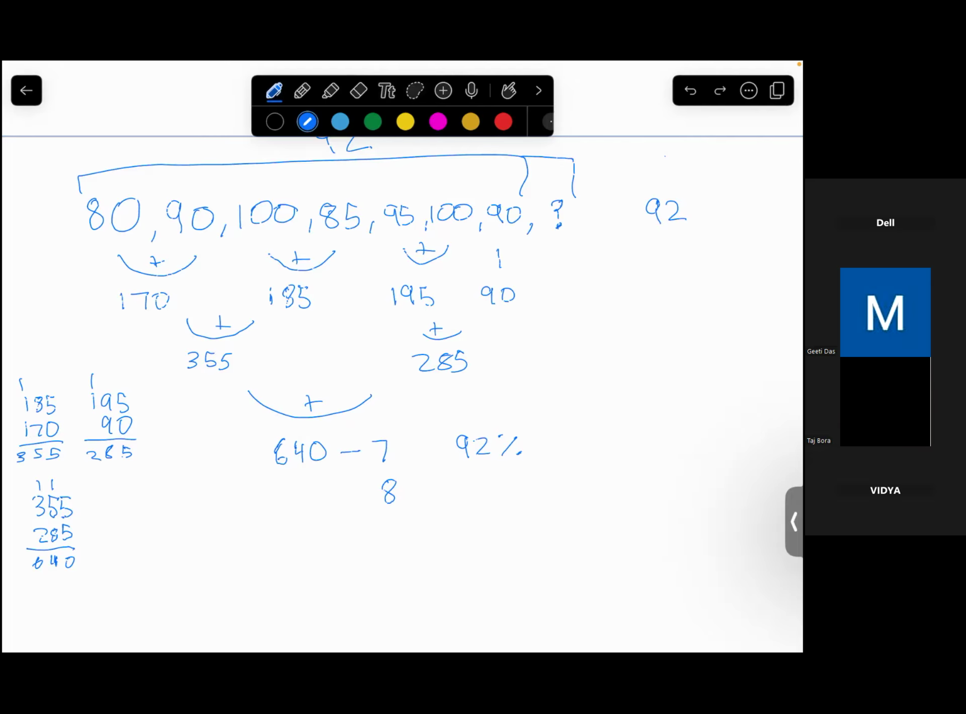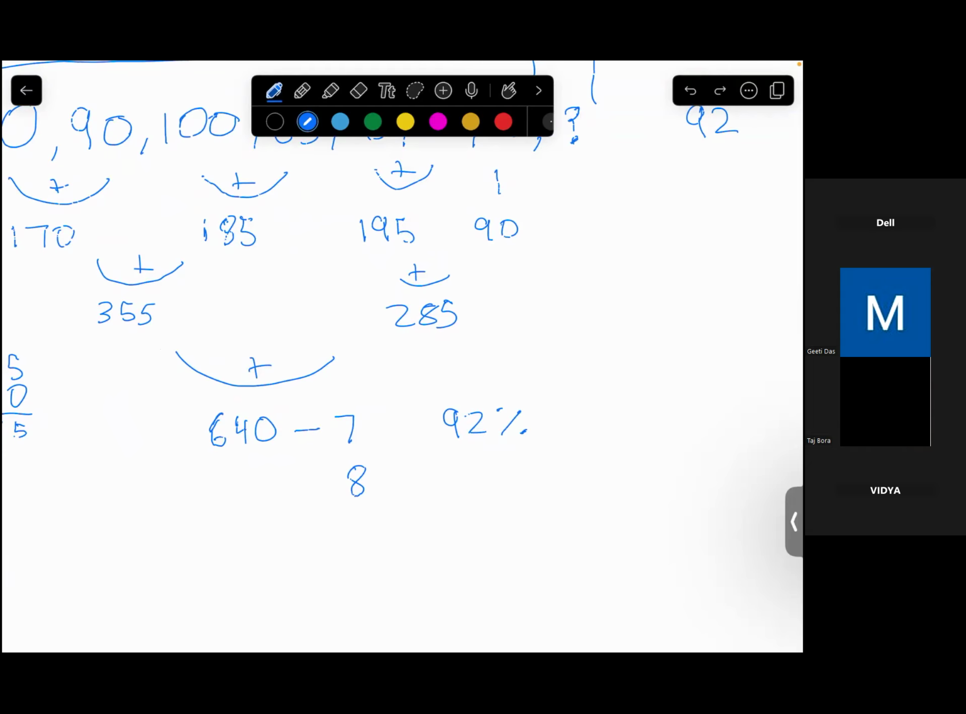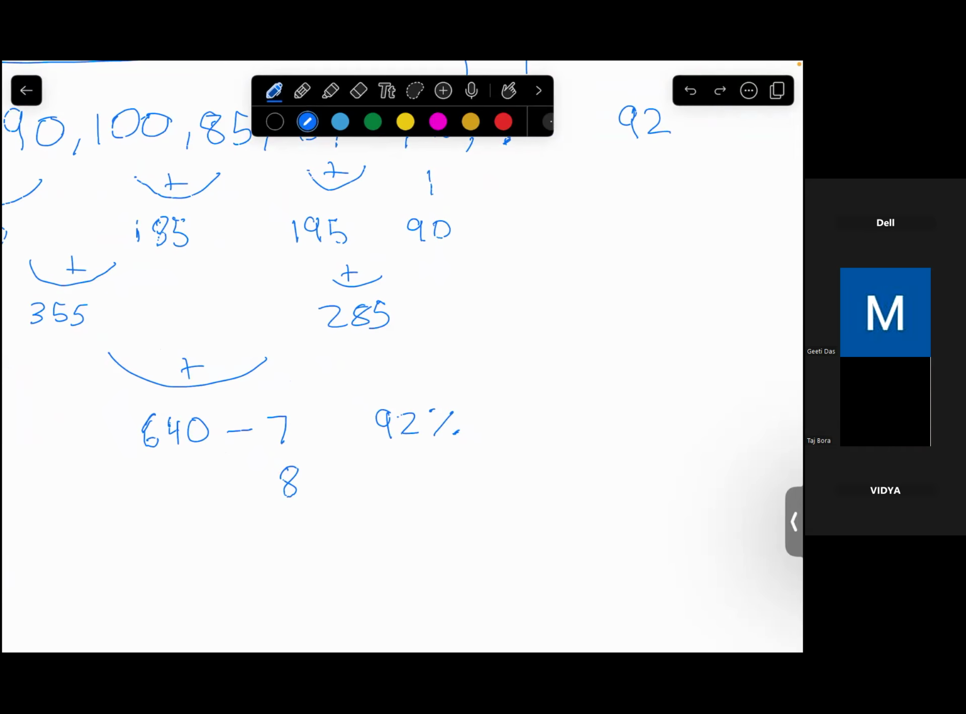So to figure this out, we do 92 times 8. So 8 times 2 is 16. 9 times 8 is 72, plus 1 is 73. So in the span of 8 tests, the student needs to score a 736 total.